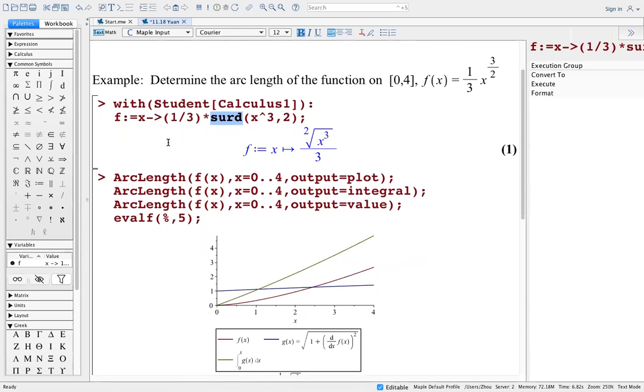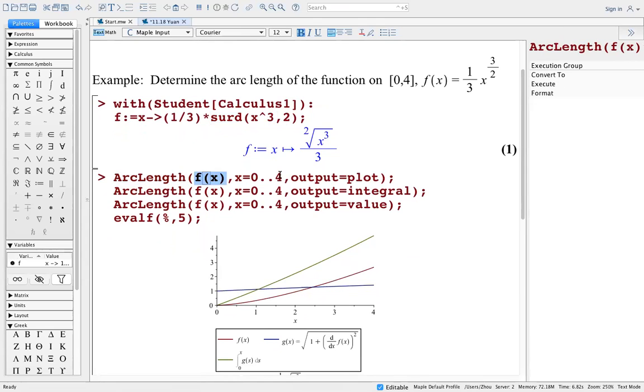Once you define the function, do you have a question about this surd command, or are you okay with the way I put it in? The power 3 is here and 2 is here. That's it. 3 is the numerator. Yeah, I got it. You okay with that? Okay. Yes. Okay, then we do the Arclength, then type the function in.